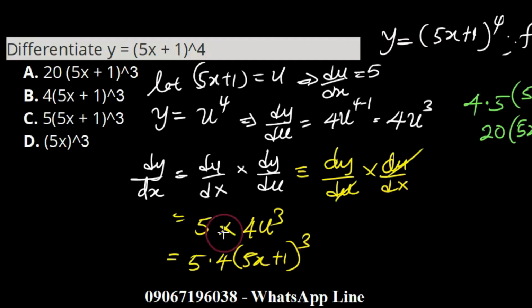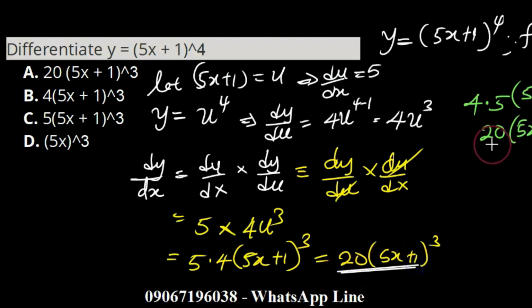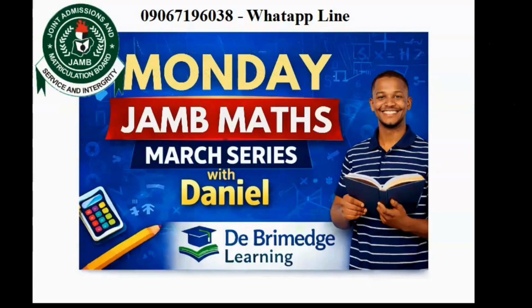Same thing here, right? You can see that if we take this further, it's going to give us 20 into 5x plus 1 raised to the power of 3. So remember that in JAMB questions, you want to work with speed and also with accuracy. So it's important to know the different short methods to use to arrive at your answer. So this is the answer using the direct principle, and this is using substitution. Okay, now let's move on to the next question.